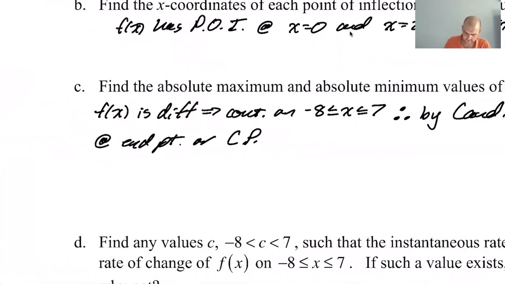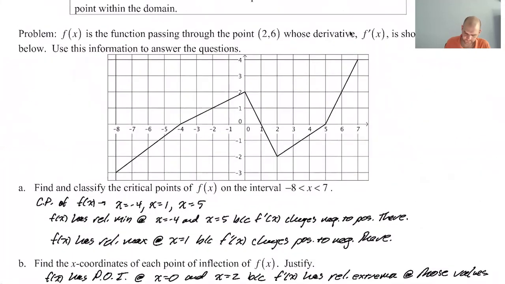And now what we do is find the values, right? So we know that it goes through (2, 6), which is a really annoying point to be given because it's not even one of the critical points. So great. But we can find all the values that we need.